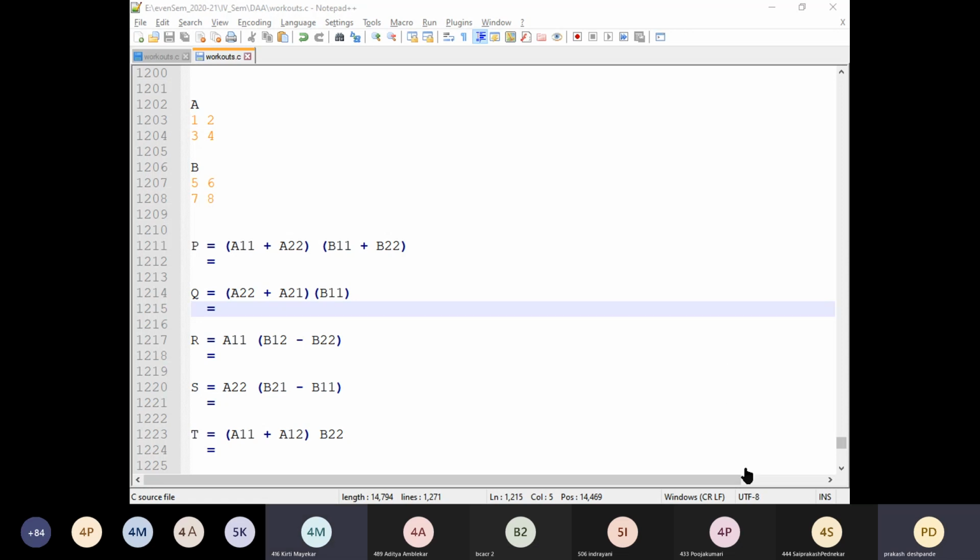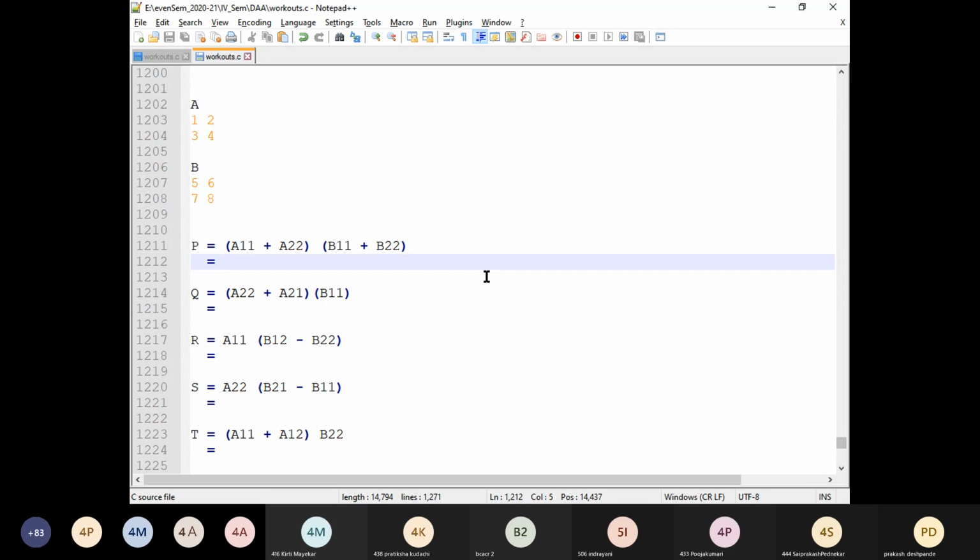Pratiksha Kurchi. Yes, sir. What is the value of P? 33. Can anyone else tell me the value of P? 65. It is 65. What type of calculation are you both doing?